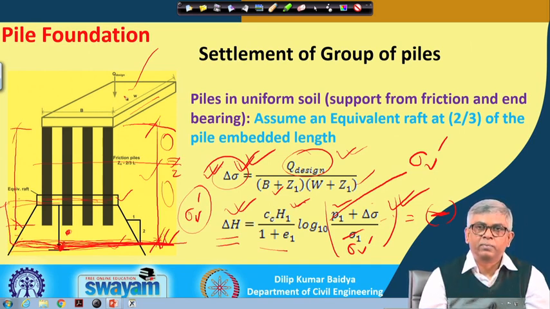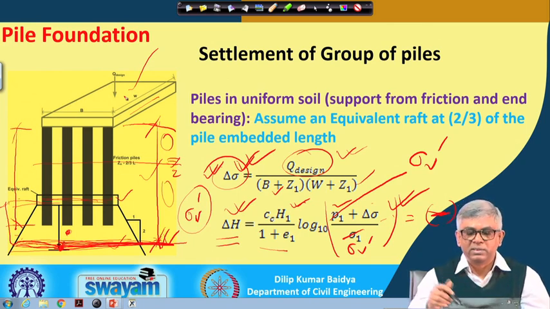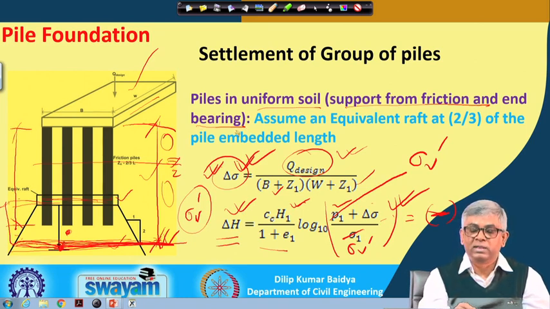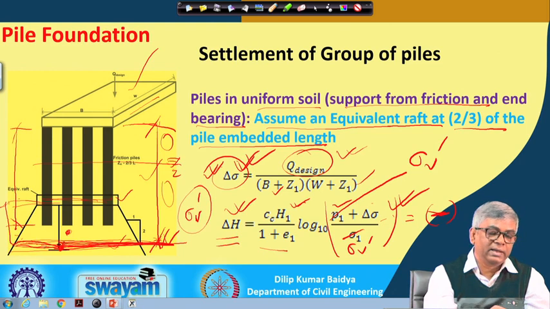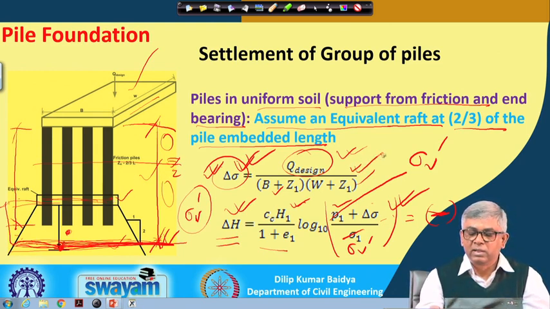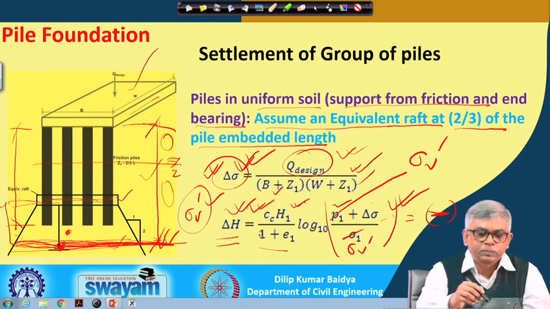This is one type of thing. When we see the pile group and the soil profile, based on that you first have to model the system for calculating the foundation settlement. This is one model: when the piles are in uniform soil, that means support from friction and end bearing both are there, assume an equivalent raft at 2/3 of the pile embedded length. If the embedded length is L, then at 2/3 L depth you consider the equivalent raft, calculate this, and use this formula to find the consolidation settlement.